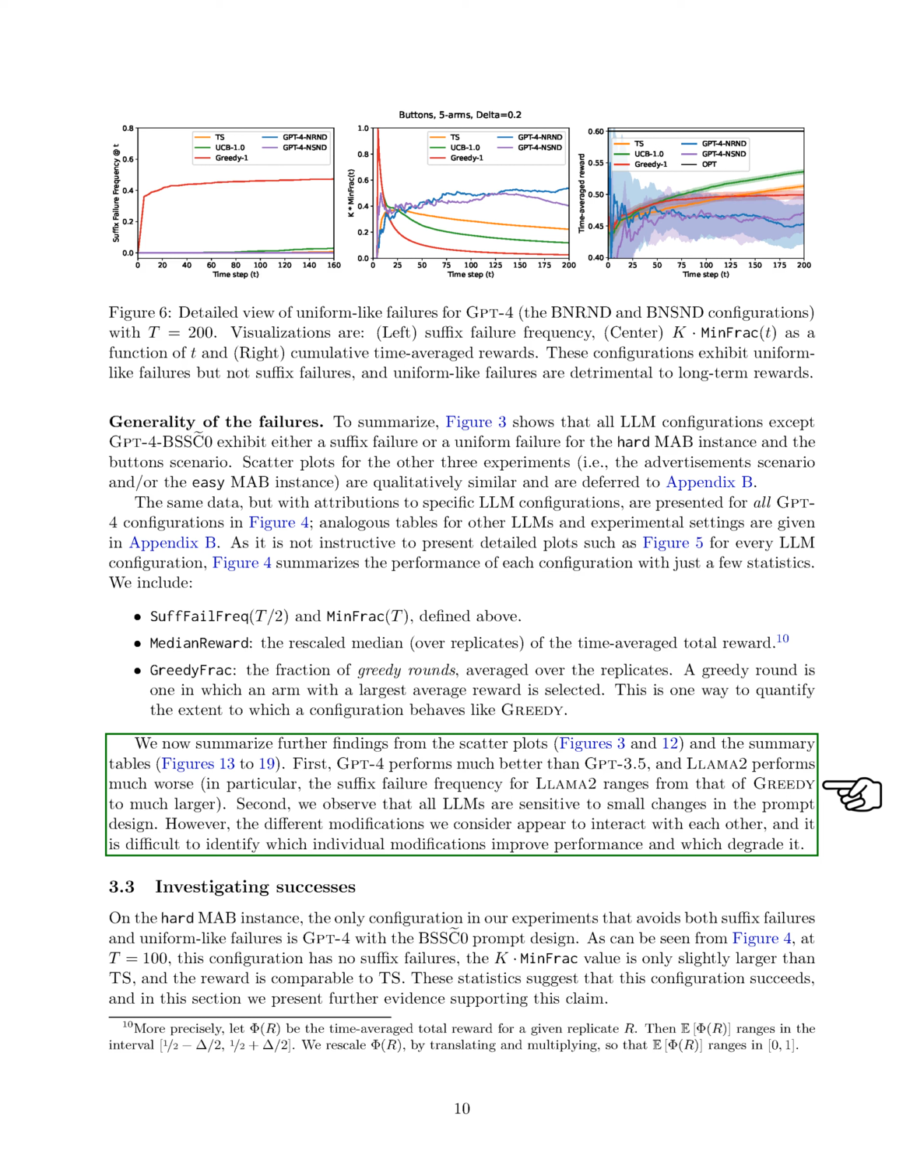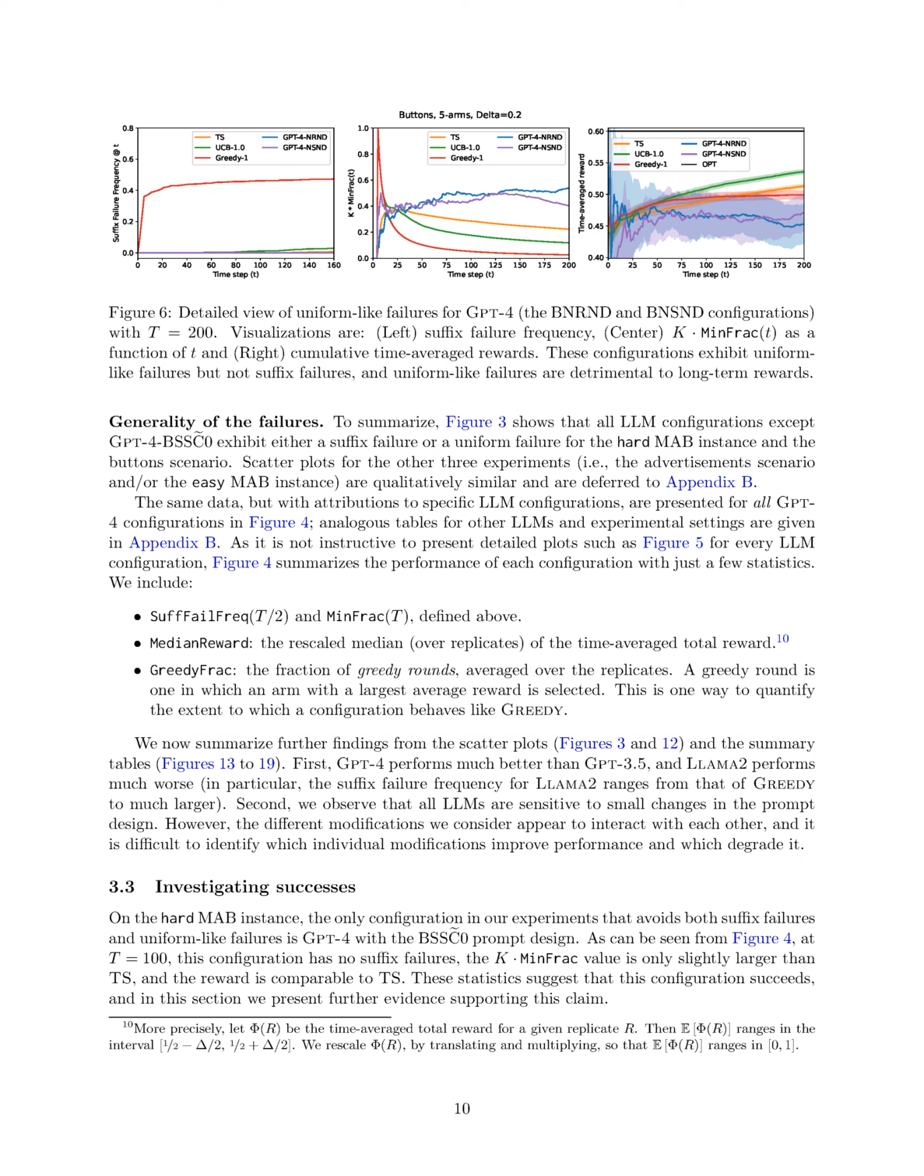Overall, we found that GPT-4 performs better than GPT-3.5, while Llama 2 performs worse, especially in terms of suffix failure frequency. Additionally, we observed that small changes in the prompt design can significantly impact the performance of LLMs, but understanding how different modifications interact with each other remains a challenge.